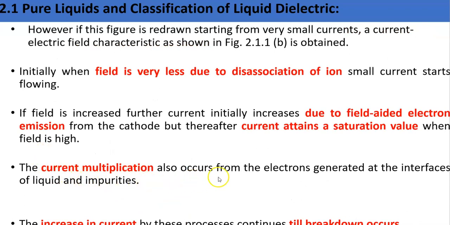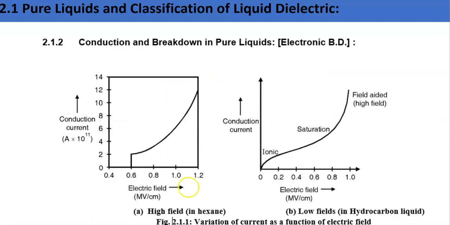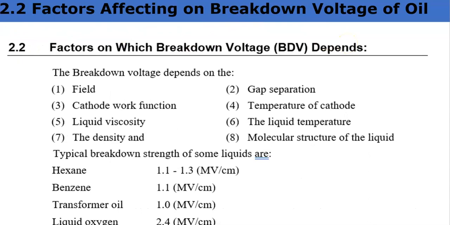So the current multiplication also occurs from the electrons generated at the interfaces of liquids and impurities. Means the very exponential current growth is due to current multiplication. So that we will see how it happens. The increase in current by this process continues till breakdown occurs. So this we have explained, how current growth occurs in pure and commercial liquids.